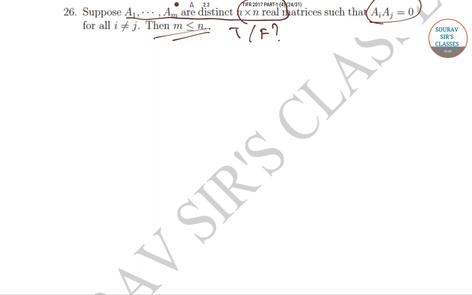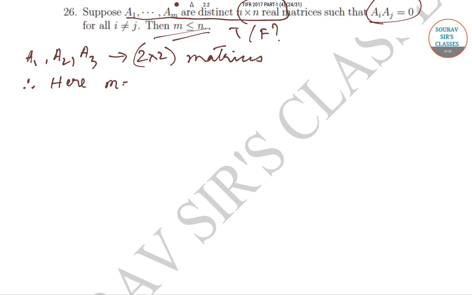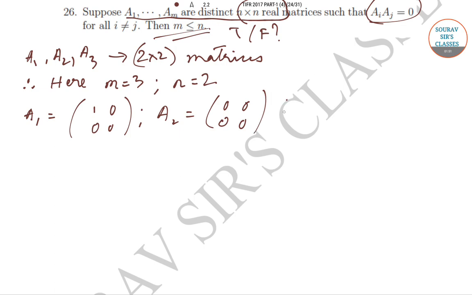Let us take some general matrices for the sake of simplicity. Let us consider three matrices A1, A2, A3, which are 2 by 2 matrices. So therefore here M is equal to 3 and n is equal to 2. The matrices A1, A2, A3 can be taken as A1 is equal to 1 0 0 0, A2 can be 0 0 0 0, and A3 can be 0 0 0 1.